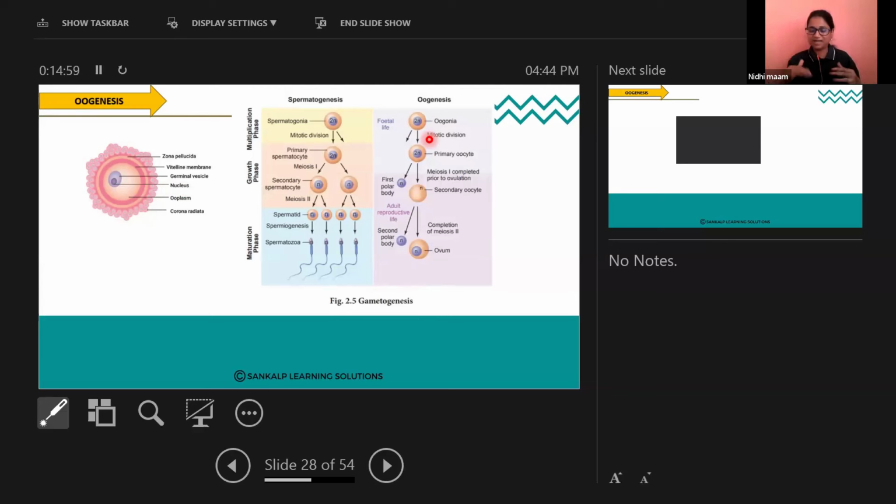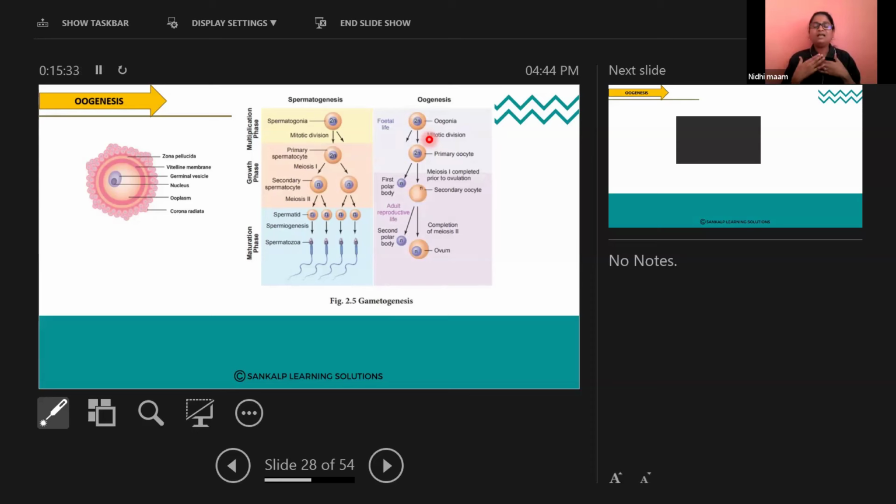Don't write it as sperm mother cell; for your reference, I am telling you. Oogonia means ova mother cell, which will produce ova or an egg, right? So the process from oogonia in the female is called what? Oogenesis. One more interesting thing: spermatogenesis in boys starts around the age of 14 or 15 or 16, when they attain puberty. But oogenesis starts in the female when she is in the womb of her mother.